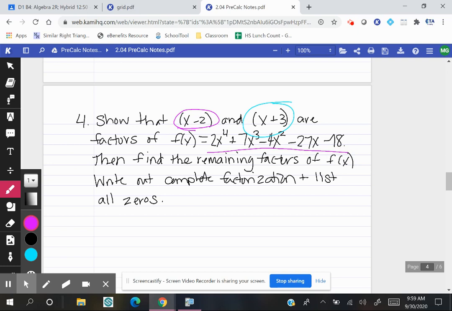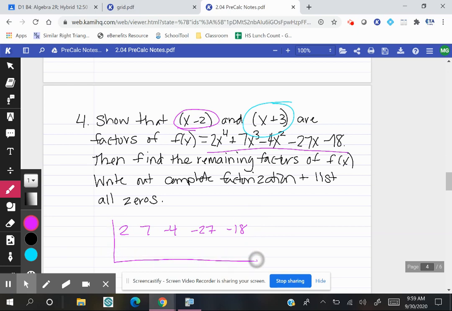I'm going to take all my exponents, make sure my exponents count down by 1, so I don't need any placeholders. 4, 3, 2, 1, 0. That's good. So I take my coefficients. I'm going to use synthetic division here because they're both in the form of x plus or minus a number. So I take 2, 7, negative 4, negative 27, negative 18.